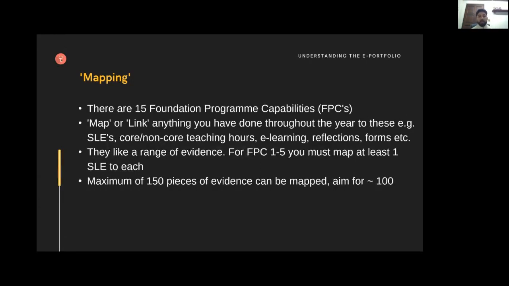But yeah, you can map a maximum of 10 items to each FPC, totaling a maximum of 150 mappings throughout the year. My department, or my hospital, told me to aim for a minimum of 100 mappings. That's what they would like to see to pass FY1. I'm not sure if it varies from deanery to deanery, but where I work, they asked me to aim for about 100 mappings. I think in the end I got about 125 or 130. But it's good to map as many things as possible, just so you can show you've been working hard on your portfolio and that you're going to pass FY1.